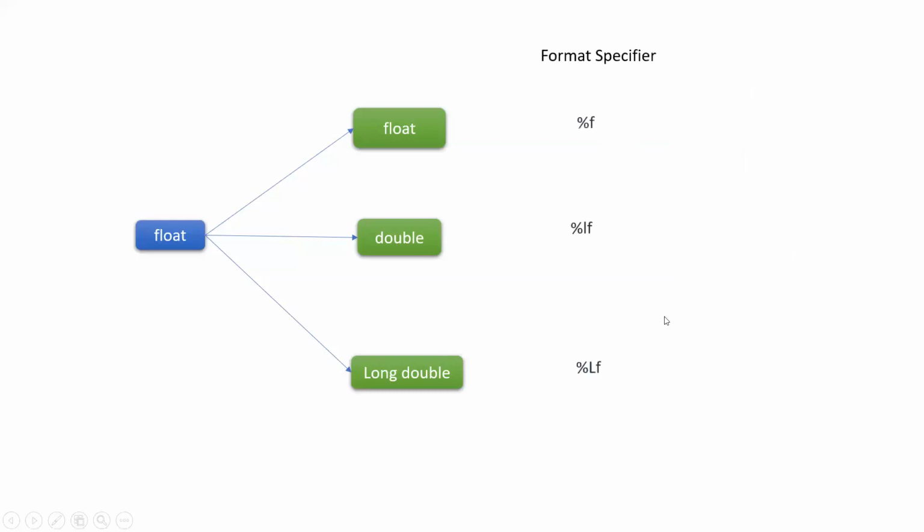So the format specifier for float is percentage f. For double, it is percentage lf, small letter l and f. For long double, it is capital letter L and f. So these are the fundamental or primary data types that are available in C programming.